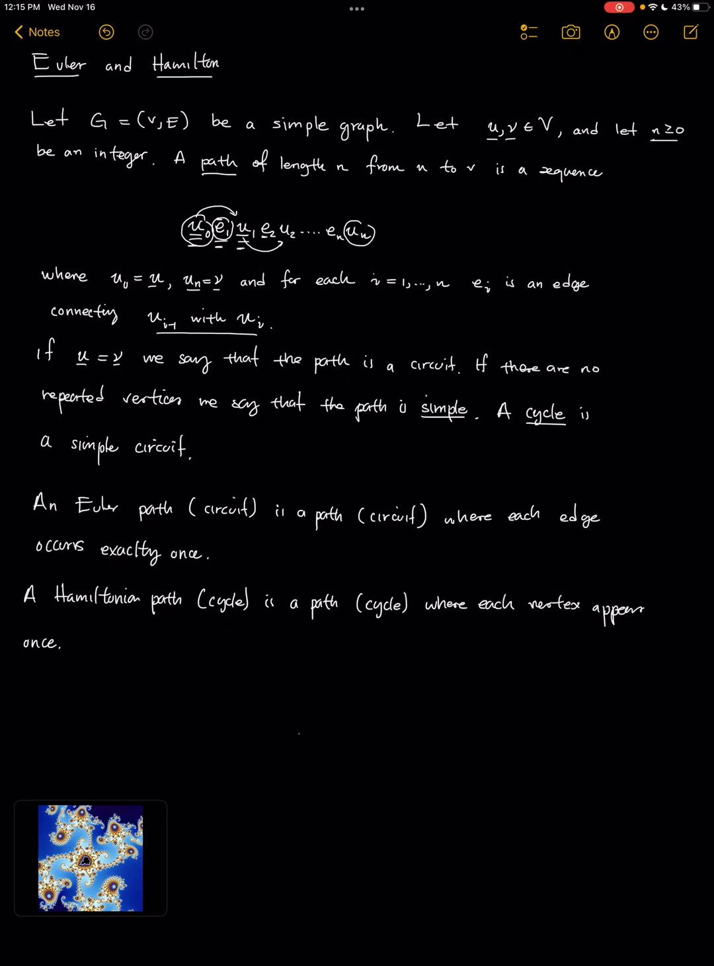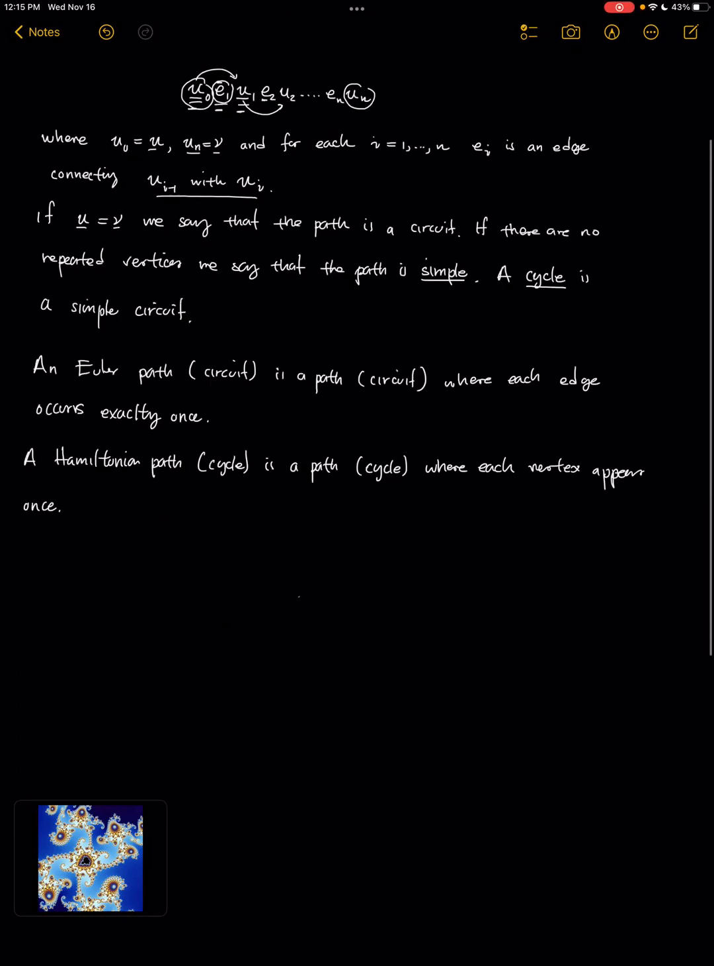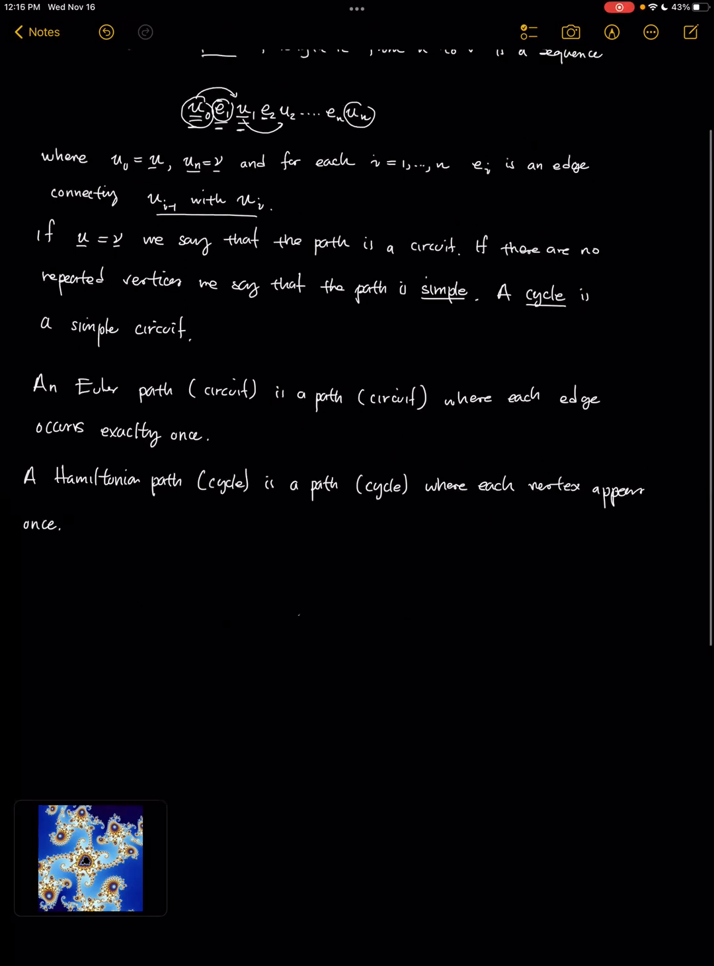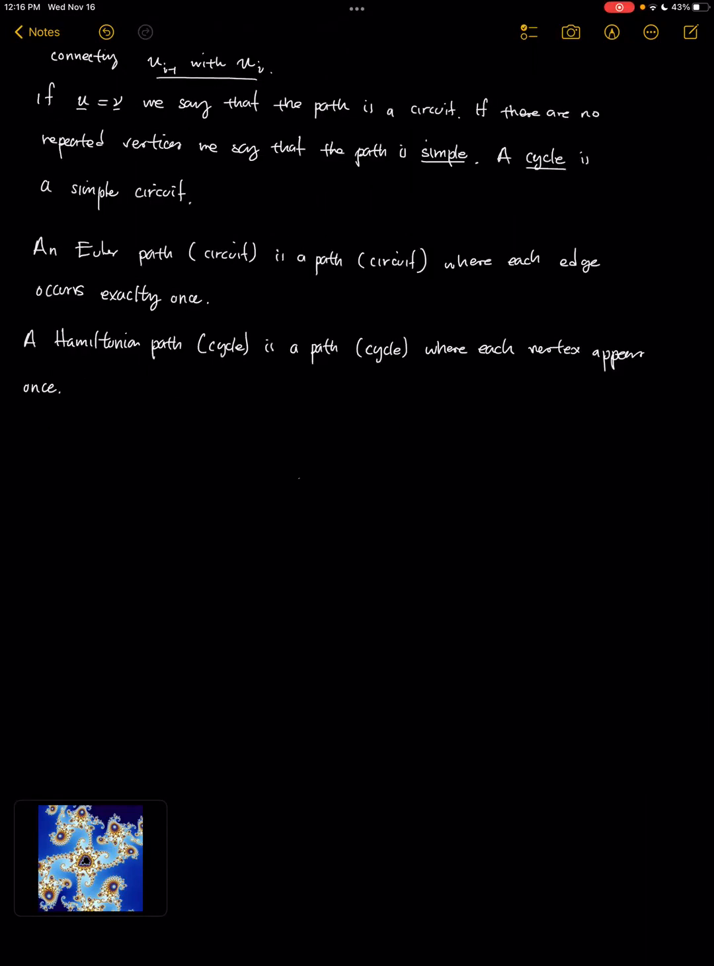So once we have that ready, we're ready to start with the definition of an Euler path. An Euler path or circuit is a path or circuit where each edge occurs exactly once. And in a very similar fashion, we would say that a Hamiltonian path or cycle is a path where each vertex appears exactly once. Okay? So again, these definitions might be a little bit dry. Let's start with an example, and also some computational mechanisms to find such paths.